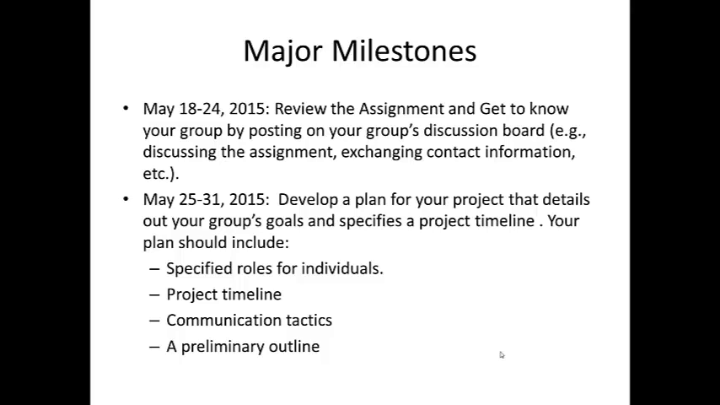And finally, in your project plan, you should get together a preliminary outline. So based on what you've read in the book on this topic, what do you think the major sections of the paper will be, and who's going to cover each one of those sections?